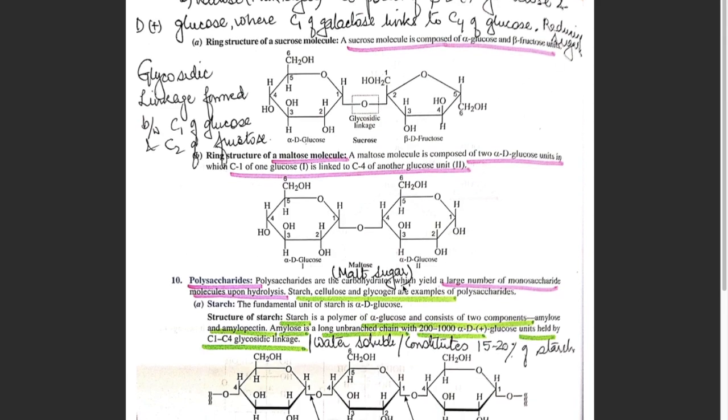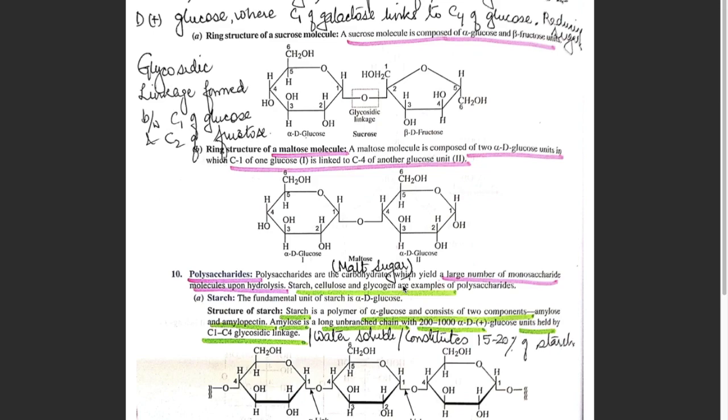Now let us learn about lactose, which is present in milk and hence called milk sugar. It is composed of two monosaccharide molecules, beta-D-galactose and beta-D-glucose, where C1 of galactose links to C4 of glucose via a glycosidic linkage, and hence it is known as a reducing sugar. So it shows reducing properties. Remember that among the disaccharides, except sucrose, all are reducing sugars. All will be able to reduce Tollens or Fehling reagent.